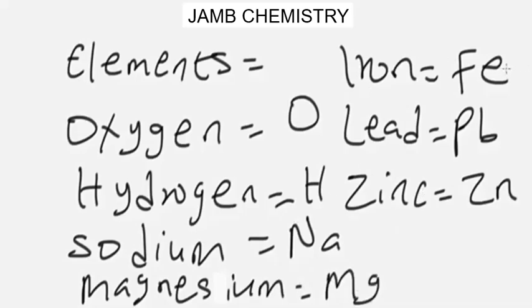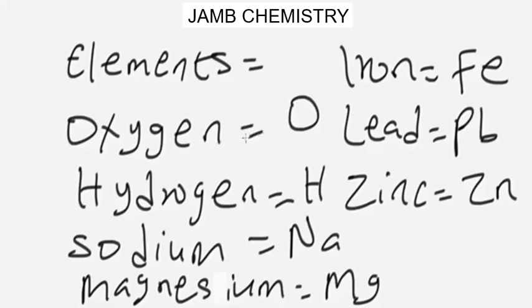Note that odd symbols like this for iron, lead, sodium come from the Latin names of these elements. So this is basically what you have to know about elements. I know that a combination of two or more elements chemically will produce a compound. Having known this, that an element is a substance that is made up of atoms that has the same number of protons in the nucleus, elements consist of atoms with the same atomic number.